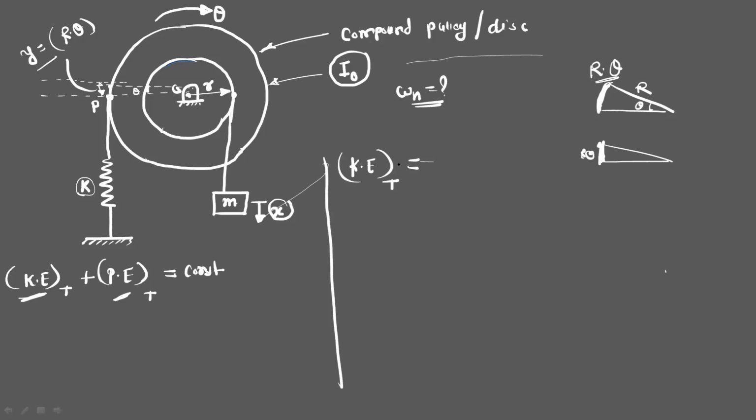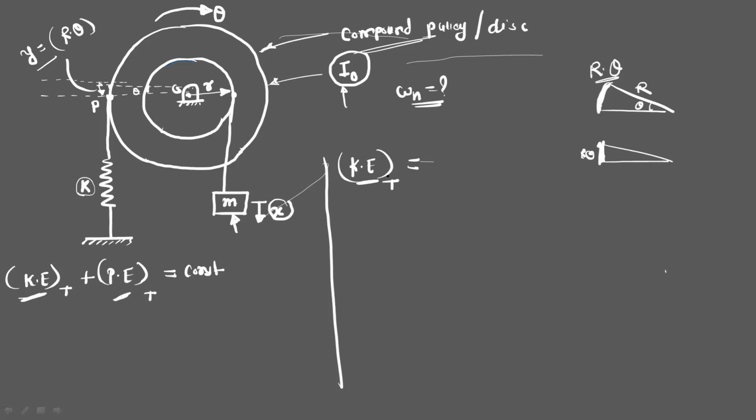So as I already explained, kinetic energy is associated with the mass. Now for this system, there are two masses. One is the hanging mass, this is a small m, and second is this mass which is pivoted at this point, that is the mass of this compound pulley. This mass is not directly given. So instead of mass, what is given is the mass moment of inertia, that is I0.